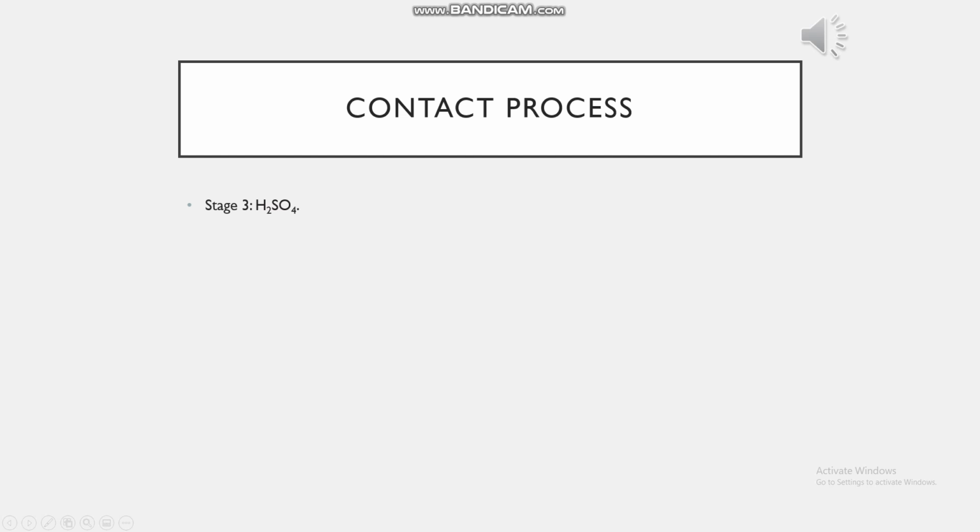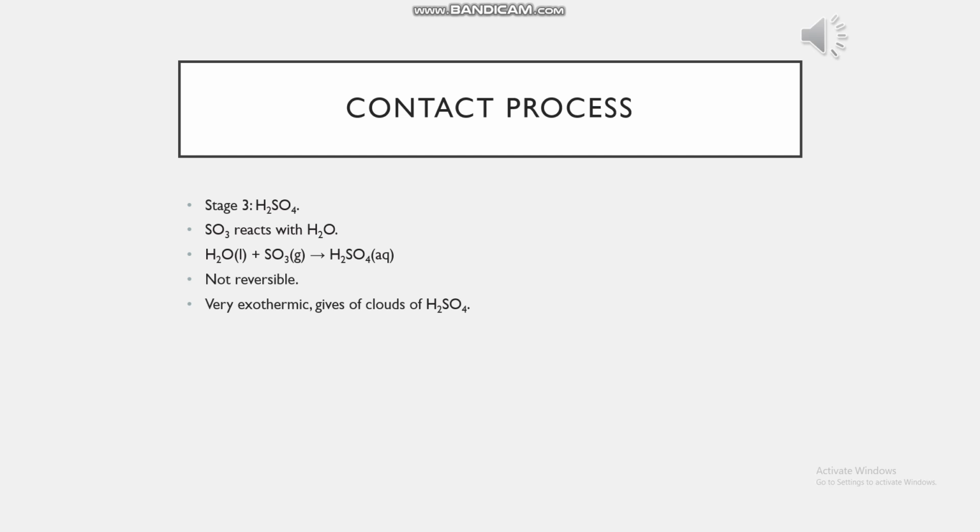In the final step, sulfur trioxide is reacted with water to produce sulfuric acid. This reaction is not reversible. It should also be noted that it is a very exothermic reaction and produces clouds of sulfuric acid. To negate this hazard, concentrated sulfuric acid is reacted with the sulfur trioxide instead of the water to produce oleum. This is then added to water to produce sulfuric acid in a safer manner.